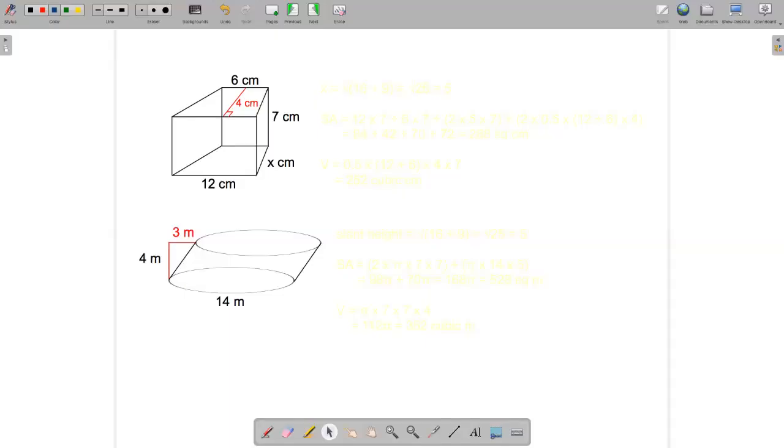Let's work through a couple more examples of surface area and volume calculations, and then go on to talk about scale factors for areas and volumes. Let's look at this example at the top.